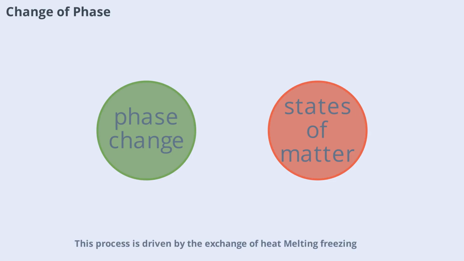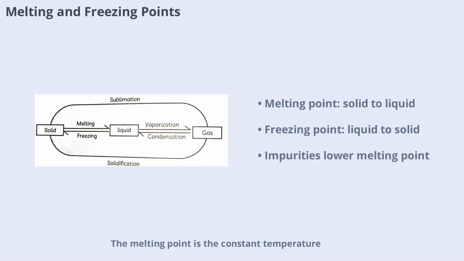This process is driven by the exchange of heat. Melting, freezing, vaporization, condensation, sublimation, and solidification are all examples of phase changes. Each involves either the absorption or release of heat energy. The melting point is the constant temperature at which a solid turns into a liquid, while the freezing point is where a liquid becomes a solid.